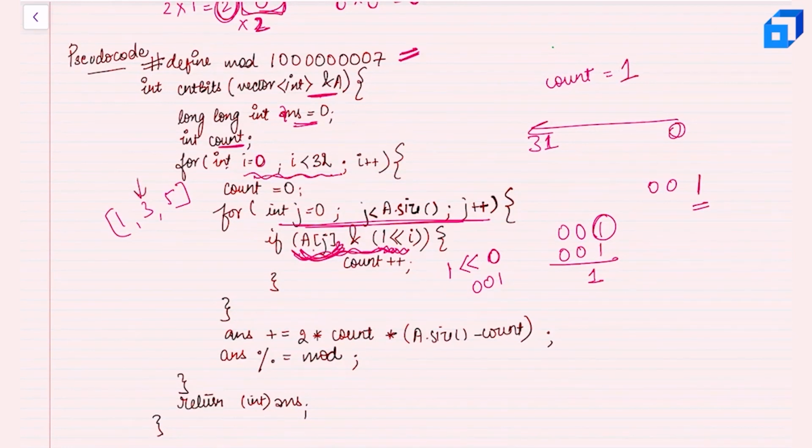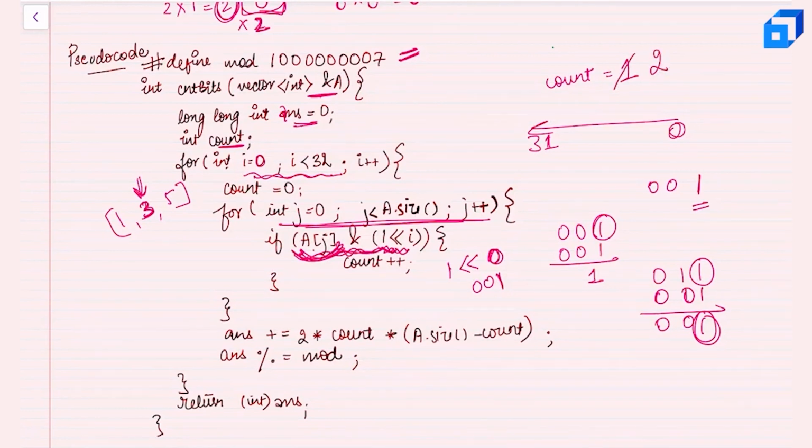Now j will become 1, and I'll be going to 3. So now I'll check that, okay, 3 is this, and again 1 left shifted by 0 gives me 1 only, right? So I'll get 0 0 1, and again this will give me 1, that means this bit is set, so this will return true, and I'll simply increment my count to 2, right?